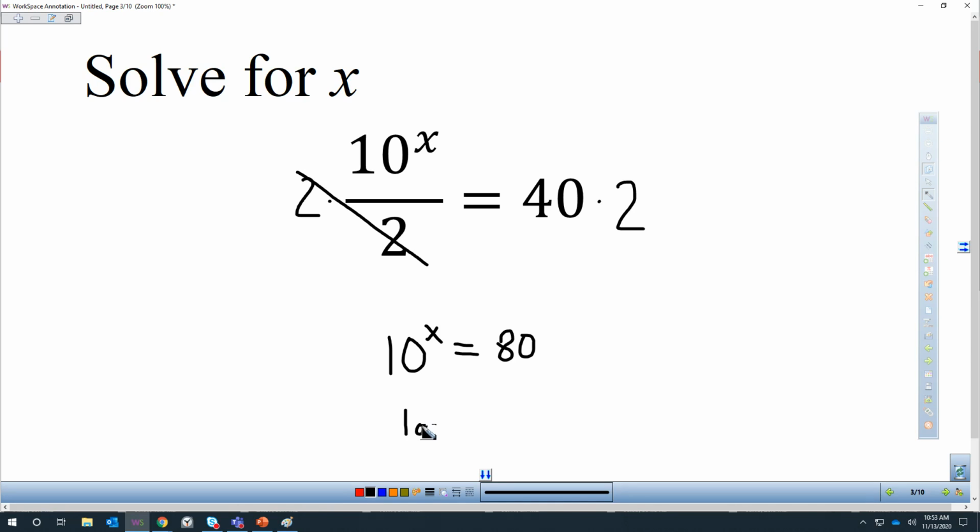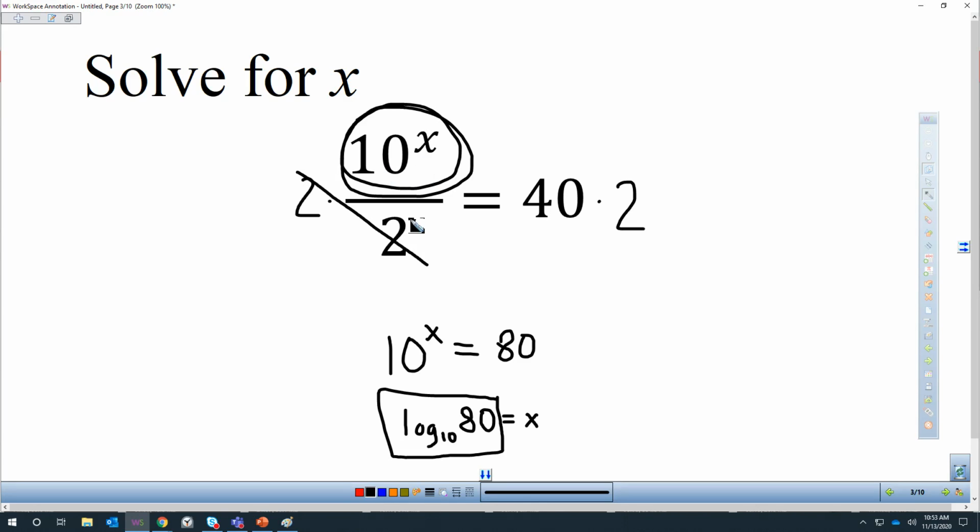So I can say this is log base 10 of 80 equals x. And that I can just type in my calculator and figure out. I think that ends up being 1.903 or something like that. But the idea here, we're trying to get this 10 to the x by itself so that it's equal to a number, and then I'm able to rearrange stuff into my log format. Okay, so basically just doing things to get 10 to the x by itself.